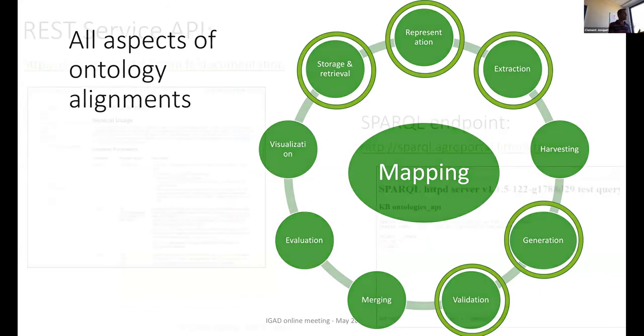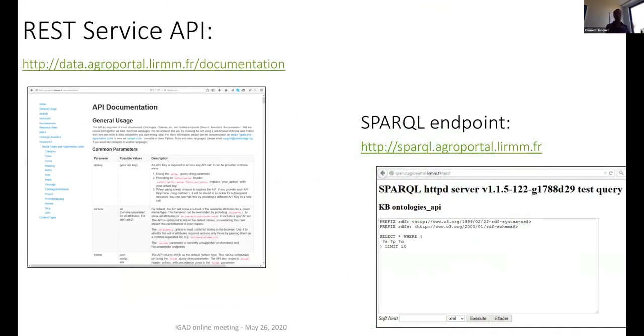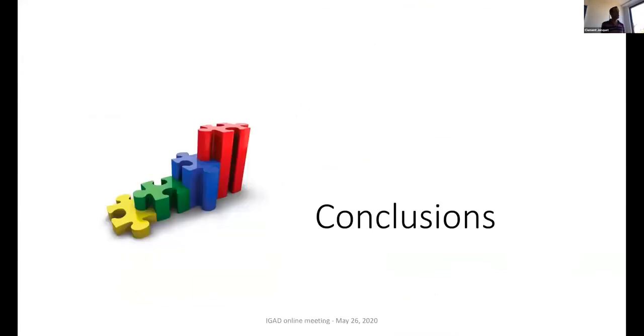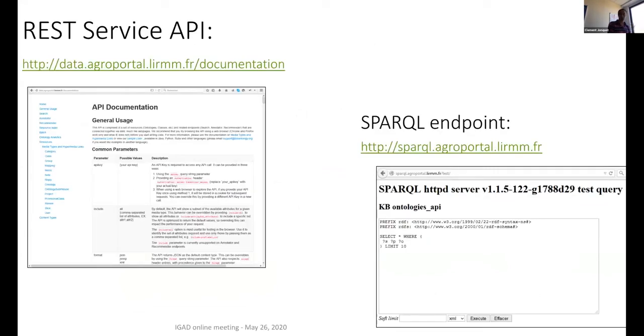Finally, I want to insist that everything is accessible through an API and a SPARQL endpoint. This is very important for us, facilitating the use of ontologies through API and through SPARQL endpoint. So if you drop your ontology in AgroPortal, an hour later, when it's parsed, you have a SPARQL endpoint for that ontology.